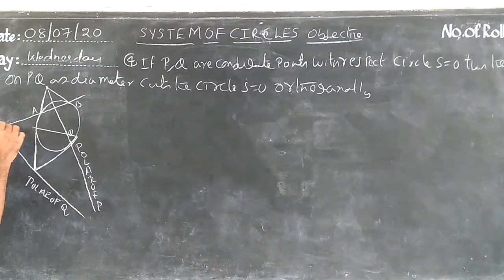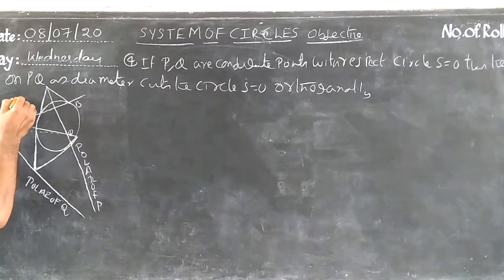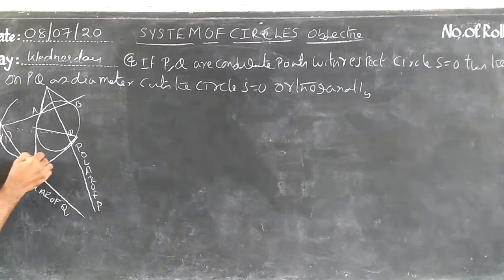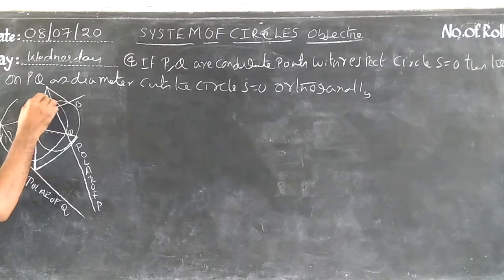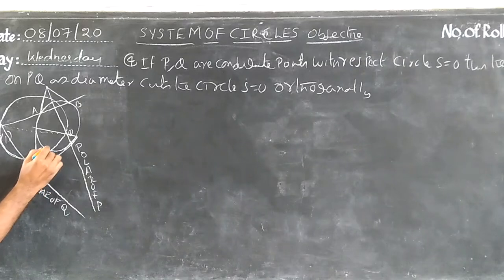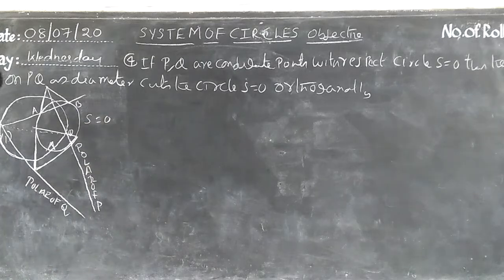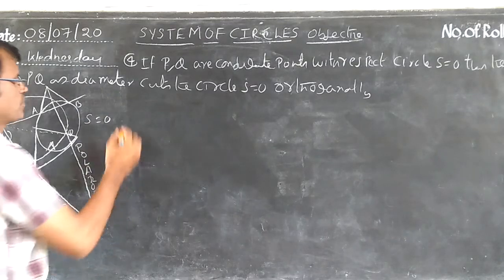So here now you can understand that the circle which has the end points of diameter P and Q intersects the given circle S equal to 0 orthogonally. Now let us discuss the proof.